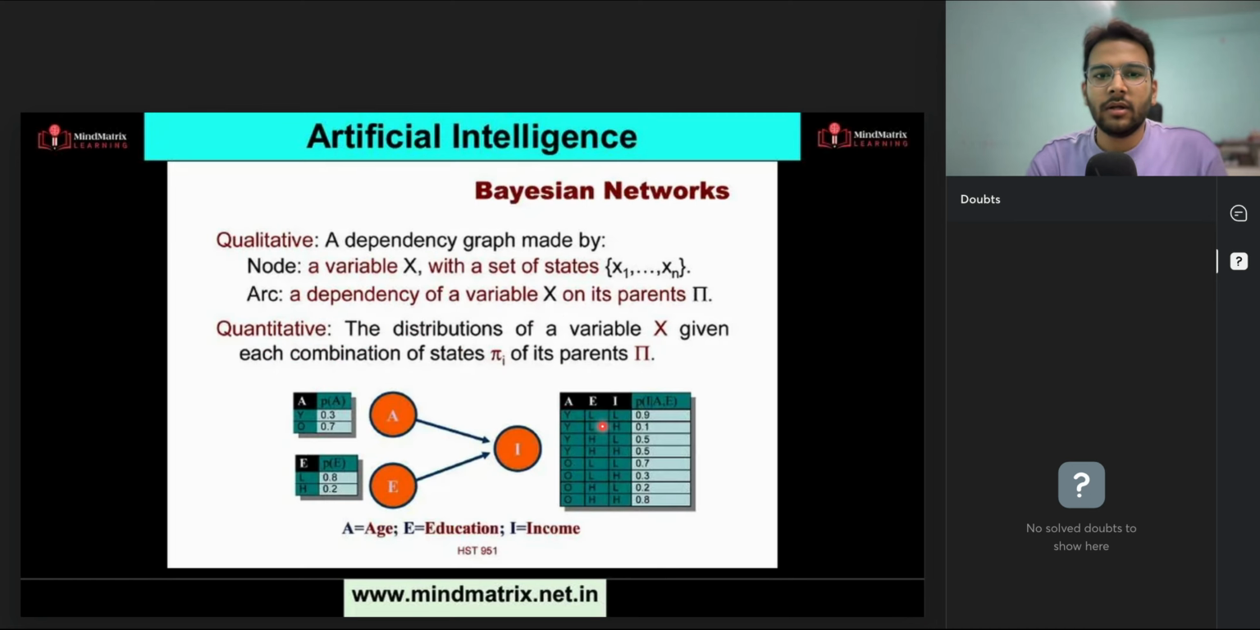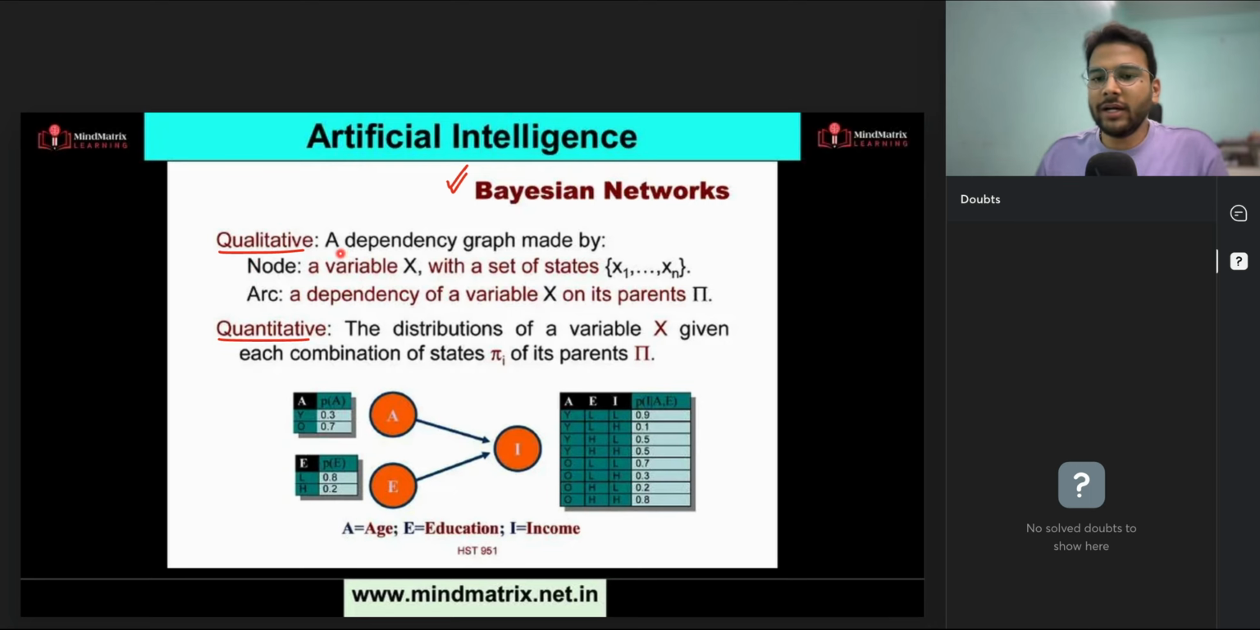Clear? Fine. So now let's come to our main topic. Now we know what are graphs, what are trees, we know it, right? And we also know what is a directed acyclic graph. That means edges are directed and there is no cycle present in that graph. And for Bayesian networks, we use directed acyclic graphs. Now let's talk about Bayesian networks. So there are two aspects. One is qualitative and other one is quantitative.